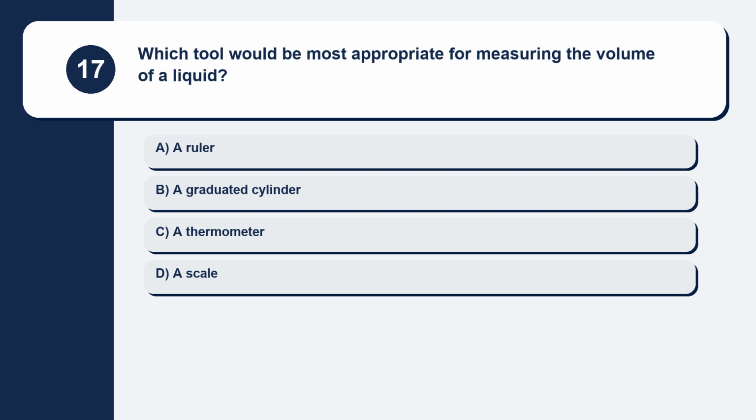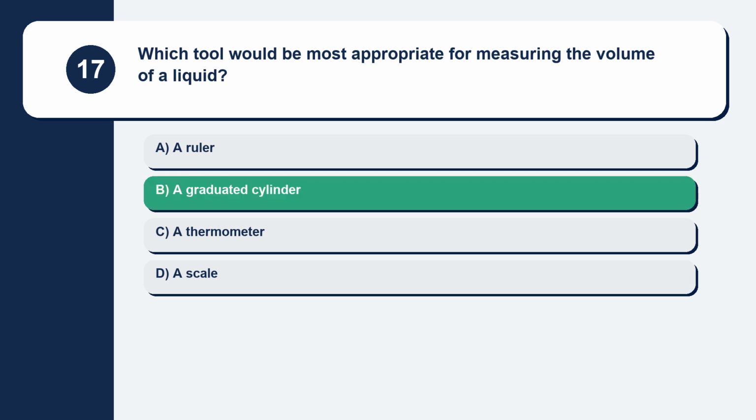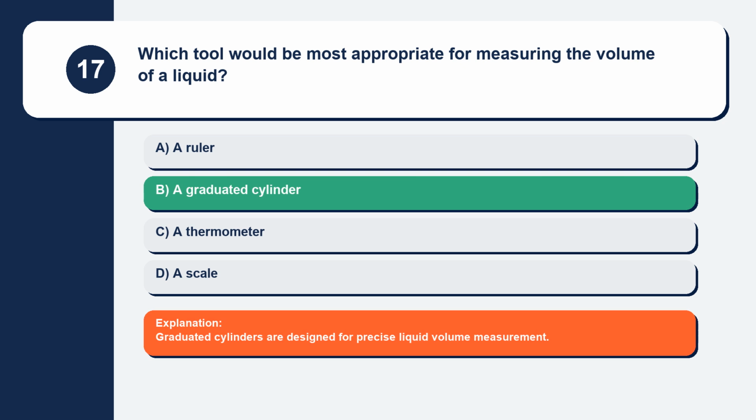Question 17. Which tool would be most appropriate for measuring the volume of a liquid? A ruler. A graduated cylinder. A thermometer. A scale. Graduated cylinders are designed for precise liquid volume measurement.